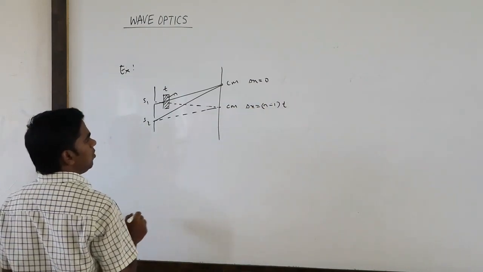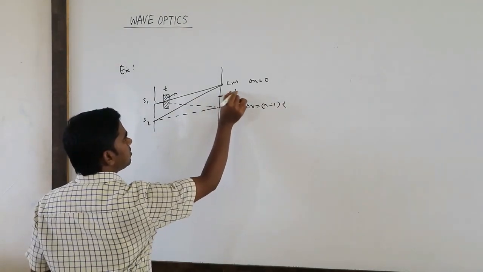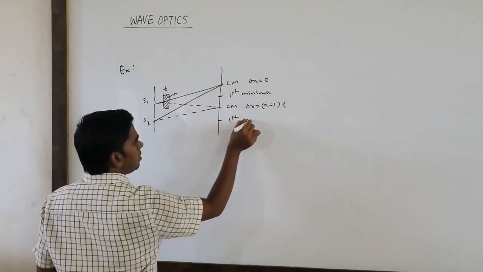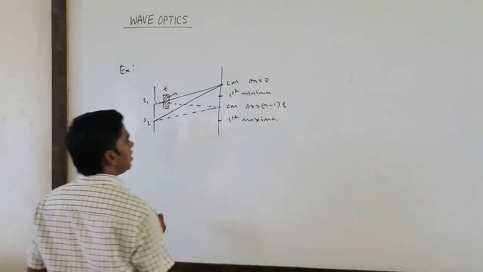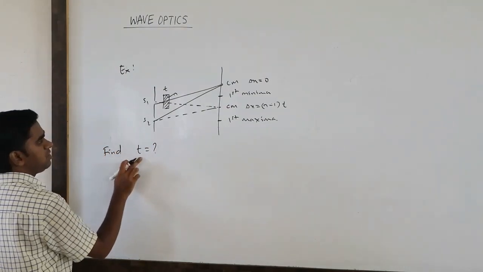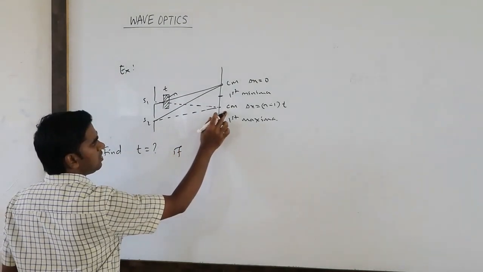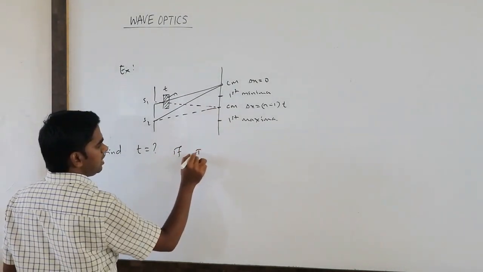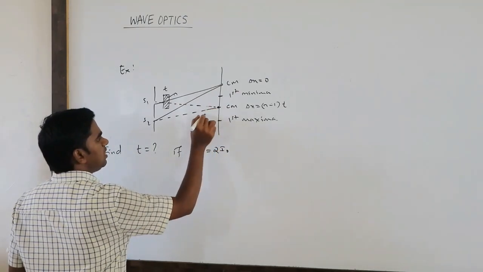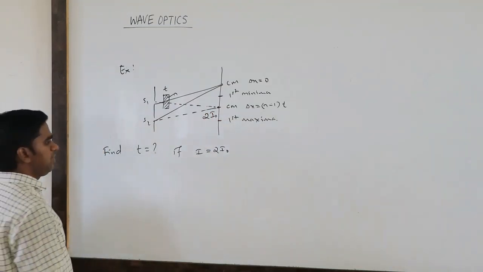The question gives that this is the first minima, and this is the first maximum. What they are asking is to find the thickness T of the glass slab if the intensity at the center is 2I0. So here intensity is 2I0. How can we find the thickness?